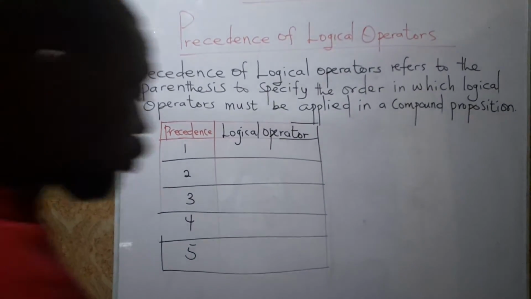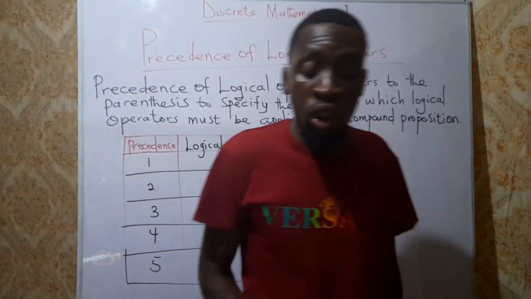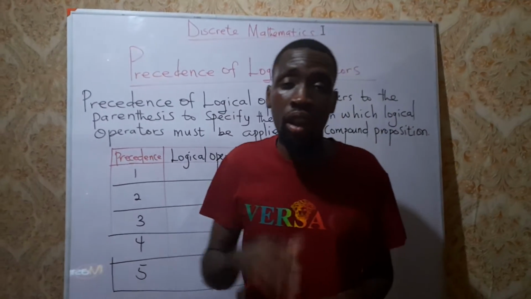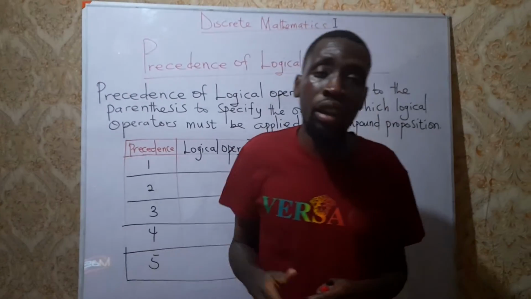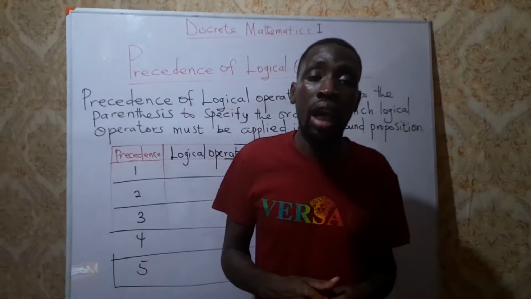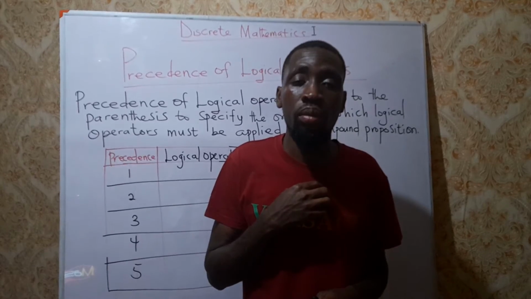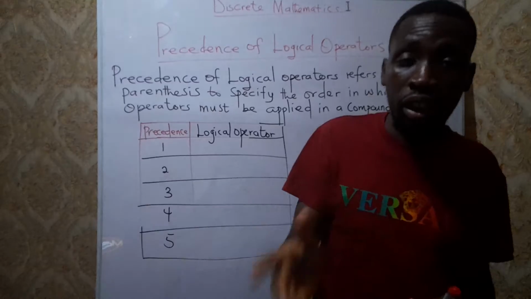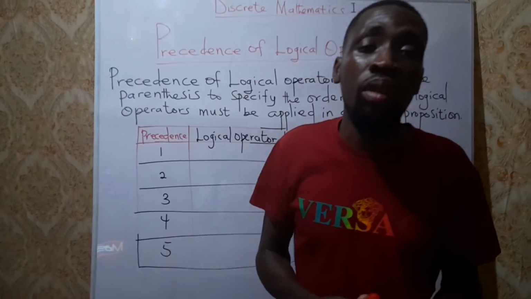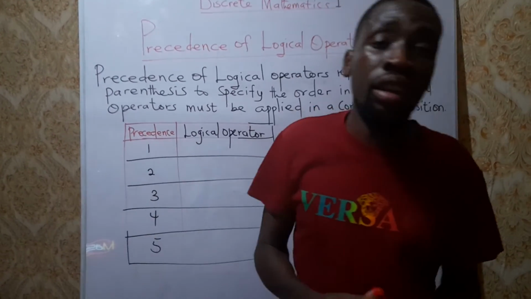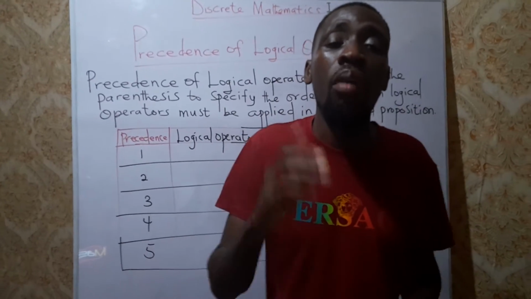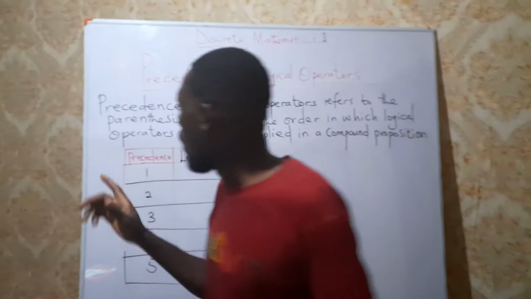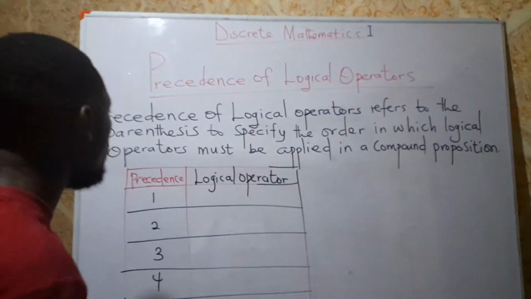If you have been following this video from the very beginning, you see that we have looked at 4 logical operators. Then, including the negation statement, it becomes 5. That's the negation of a statement, the conjunction statement, the disjunction statement, conditional statement, and biconditional statement. So we know all the operators by now. Now, what is meant by precedence of logical operators?